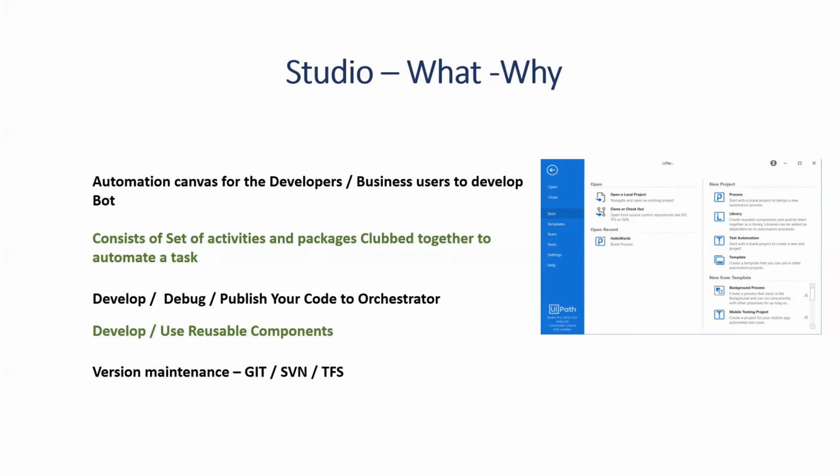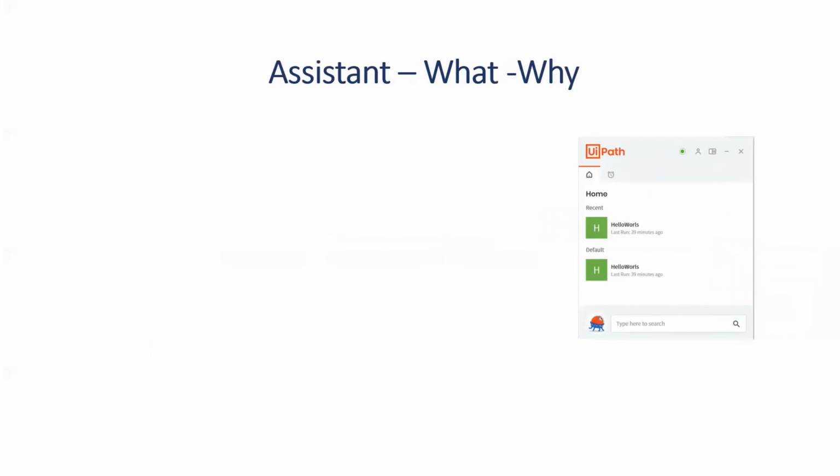We have to develop the code, we publish it to the orchestrator, right? And this is the URL where you can read it. Now, why do I need the assistant? I have written the code. I have written the code in the Studio. I press F5 and it is running awesome on my machine, right? Now, why do we need the assistant?